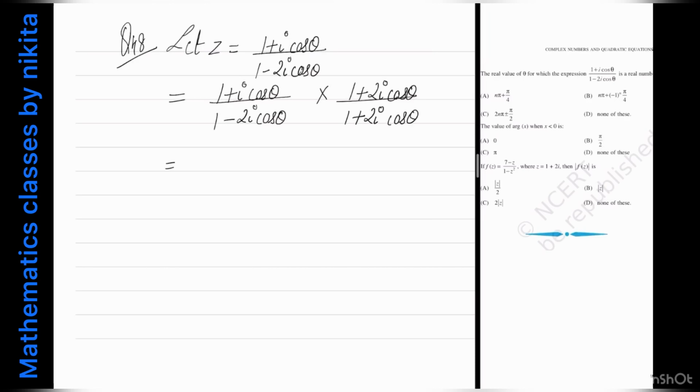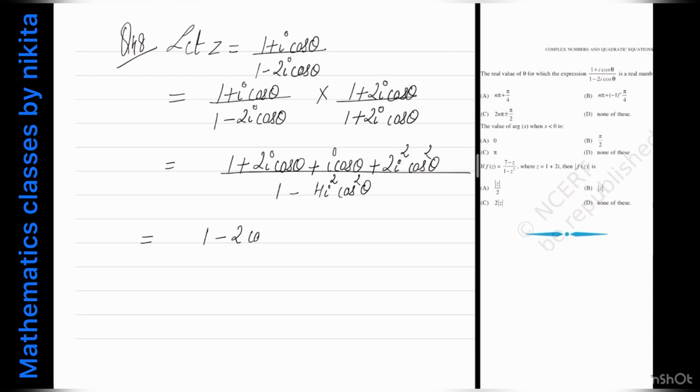So what you will get, in the numerator you will get 1 plus 2 iota cos theta plus iota cos theta, then plus 2 iota square cos square theta, divided by 1, then you have minus 4 iota square cos square theta, which is equal to, so you will get 1 minus 2 cos square theta plus iota times 3 cos theta, and divided by, iota square is minus 1, so 1 plus 4 cos square theta.